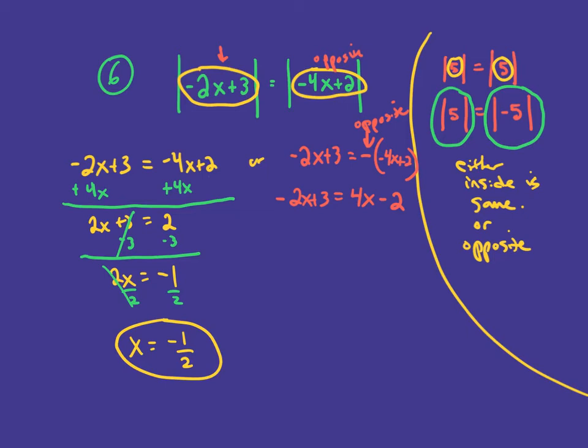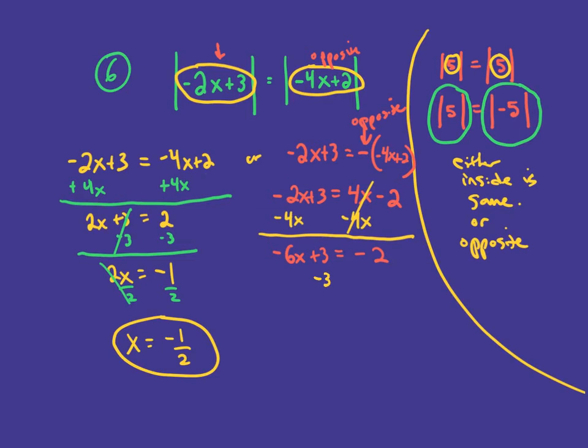And then over to the other equation. Again, we want to get the x's on the same side. We'll move the 4x again. 4x minus 4x gets rid of that. So we've got negative 6x plus 3 equals negative 2. Subtract 3.